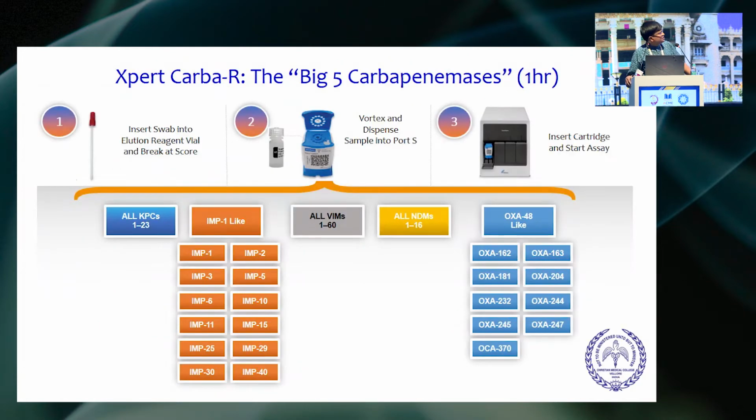The other test which is available is the Carba Xpert. Again, it will identify all the types of ESBL, and is useful in deciding on the antibiotic in the ICU.